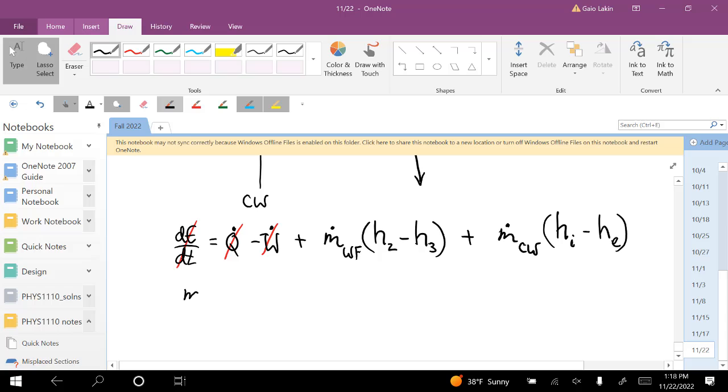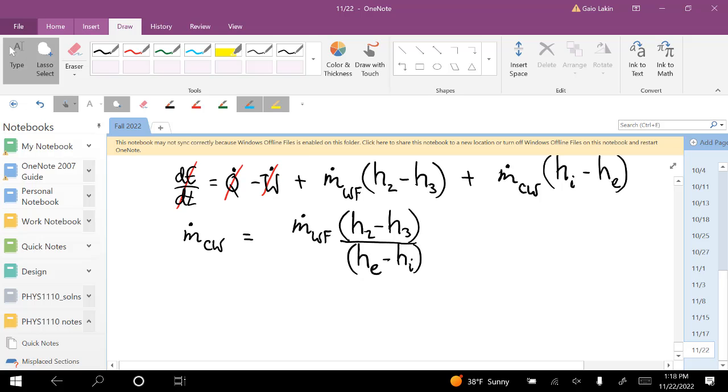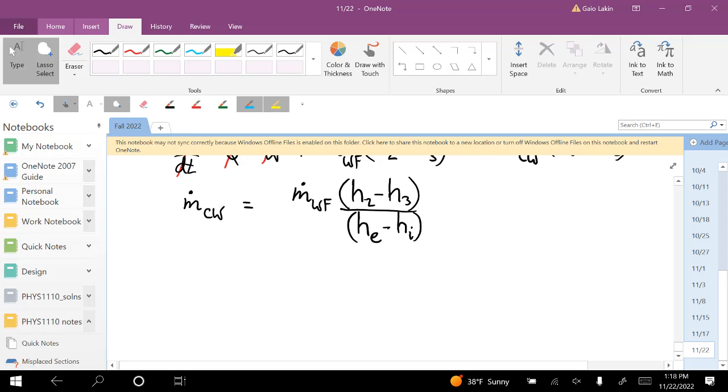And so we can think of this as the mass flow rate of the cooling water is equal to the mass flow rate of the working fluid times the quantity H2 minus H3, divided by H exit minus H inlet of the cooling water. The last thing we have to do is calculate that change in enthalpy for the cooling water. It says that from the inlet to the exit, the cooling water has a temperature change of 18 degrees.